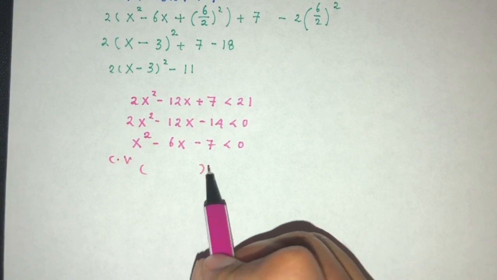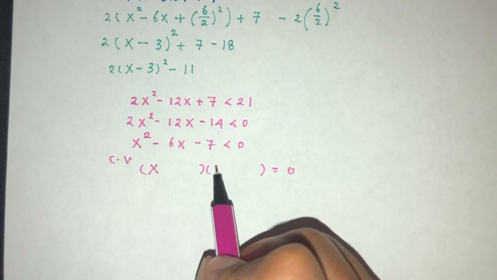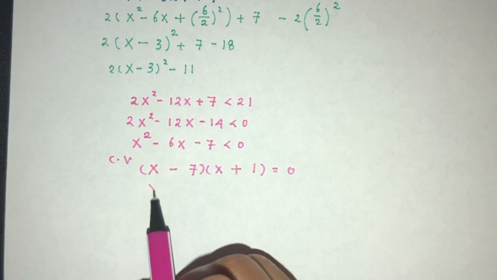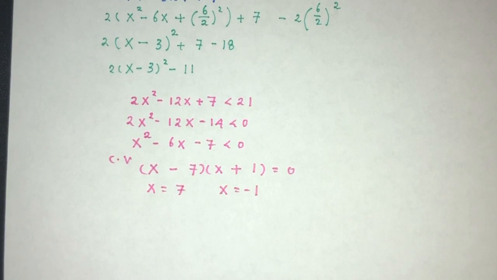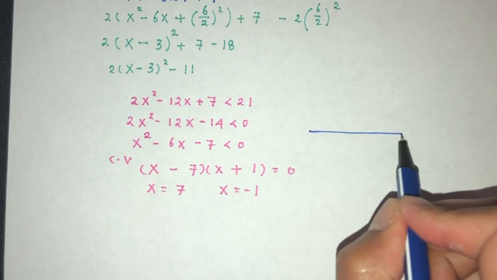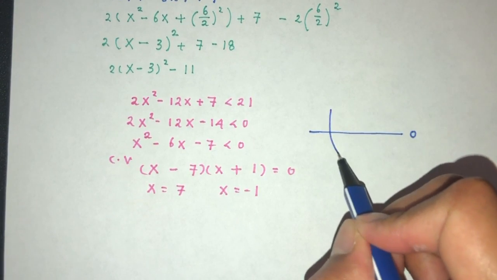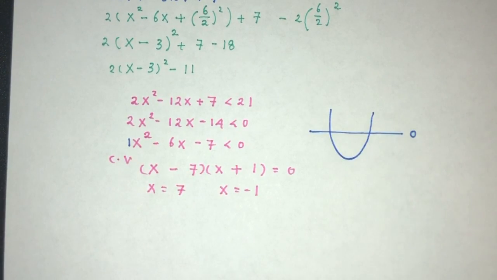That should be equal to 0 for the critical values. Here, x times x, 7 times 1. That should be minus 7 plus 1. x will be 7, x will be minus 1. So here, the line 0, the curve will have the shape of this because the coefficient of x squared is 1. It is positive, it will have a shape of this.